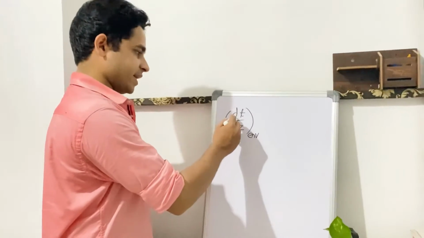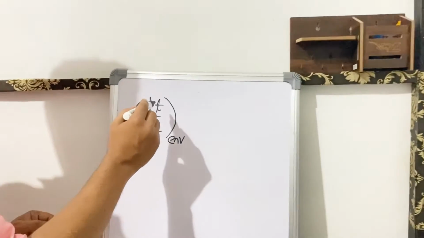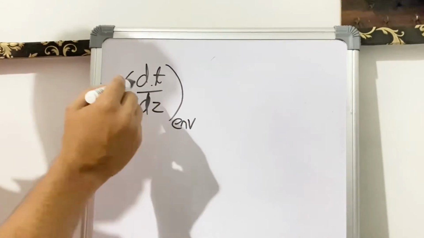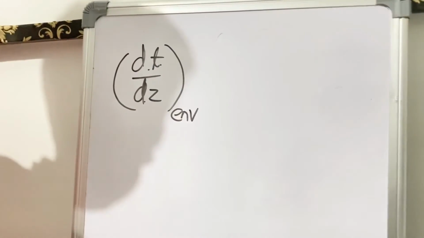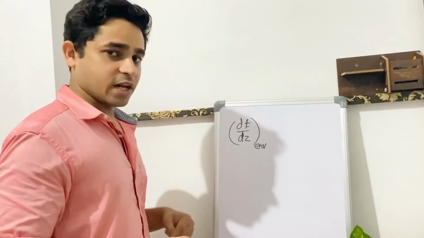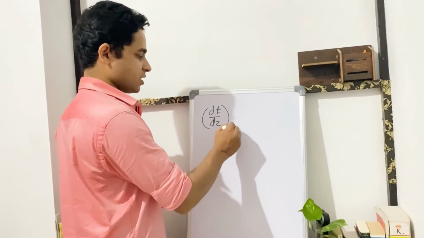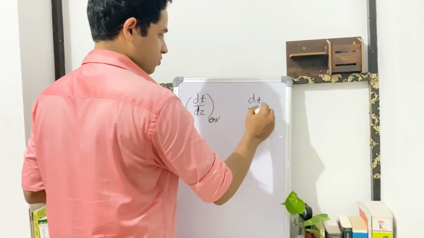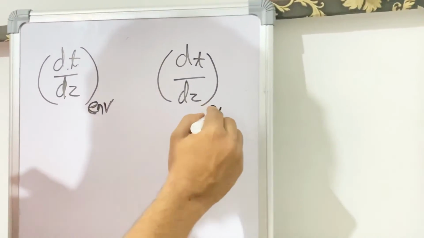So the change in temperature is dT. The change in temperature by elevation is called dT by dz. So dz is the change in elevation, dT is the change in temperature. So dT by dz is the change in temperature with change in elevation. Okay, and this change in temperature and elevation we consider as environmental lapse rate, and we take another scenario where dT by dz or the lapse rate is in the condition of dry adiabatic lapse rate.